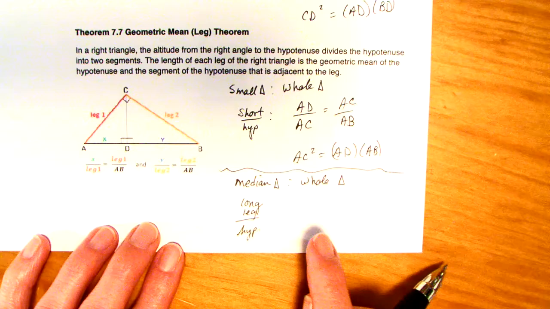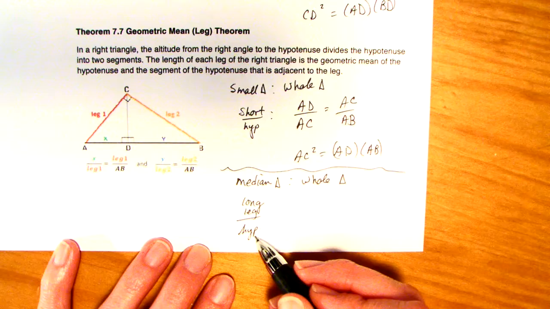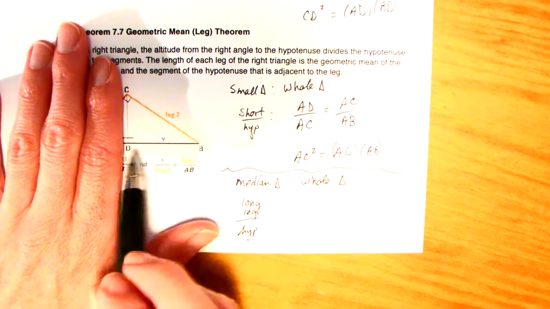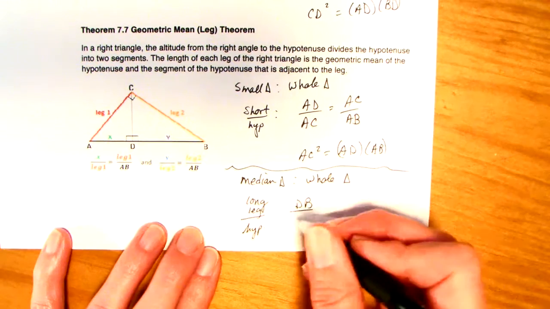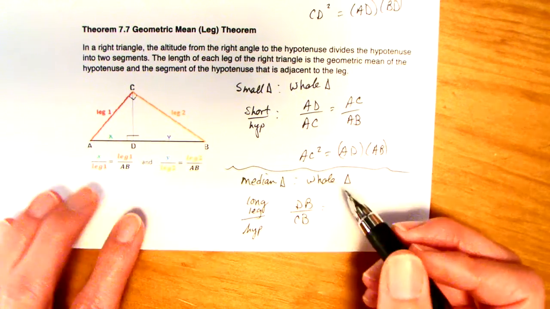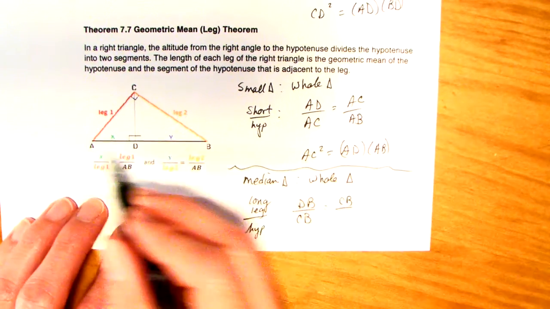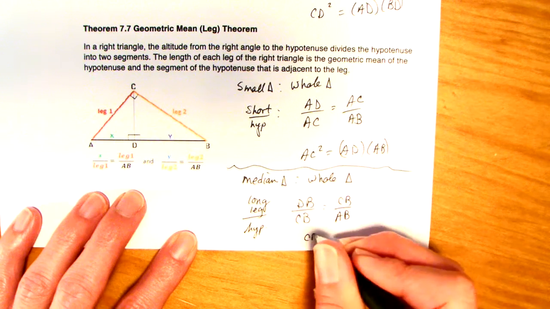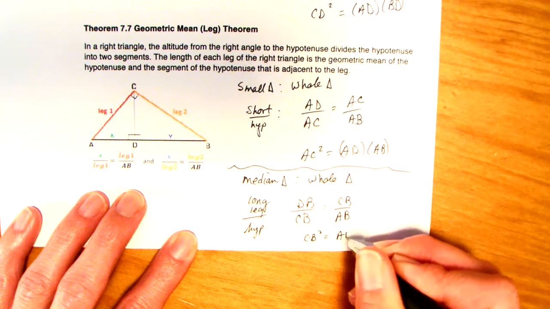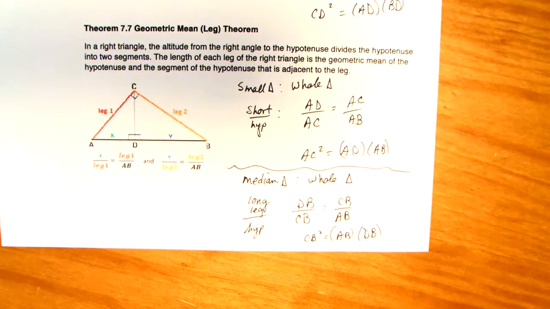And comparing the medium to the whole, so the medium is on this side compared to the whole triangle, it's going to be long leg compared to the hypotenuse. So the longer leg here is DB. Hypotenuse will be CB. Now for the whole triangle, the longer leg is CB, and the hypotenuse of the whole triangle is AB. And again, when you cross multiply, you have CB squared is equal to AB times DB. Or you can switch this around and say DB times AB. Your choice.